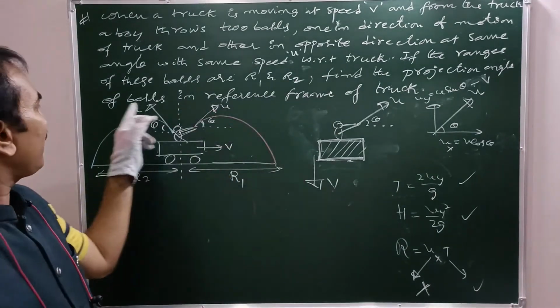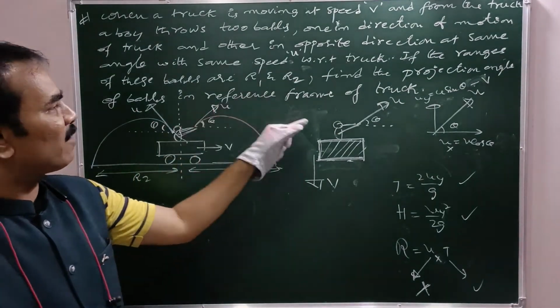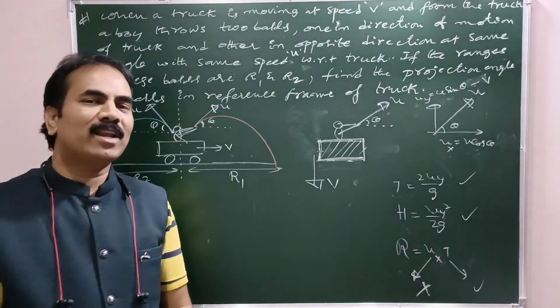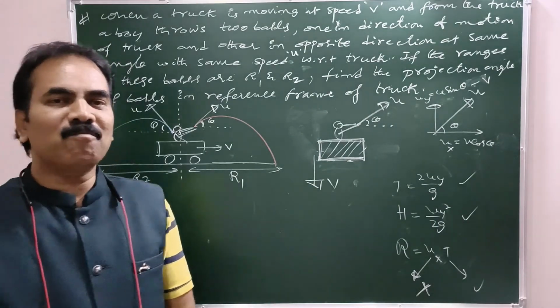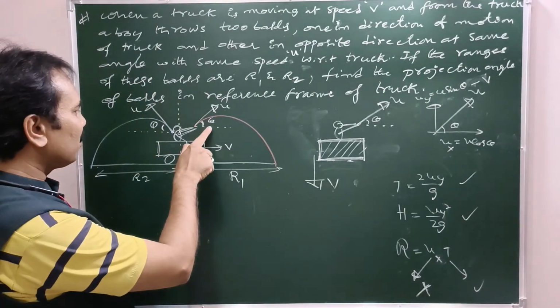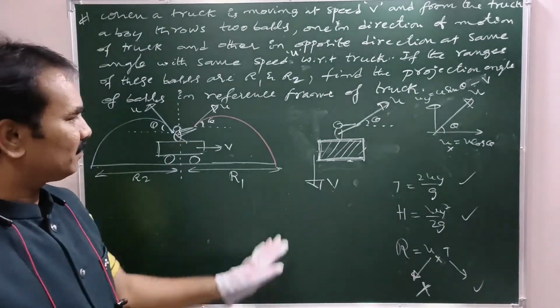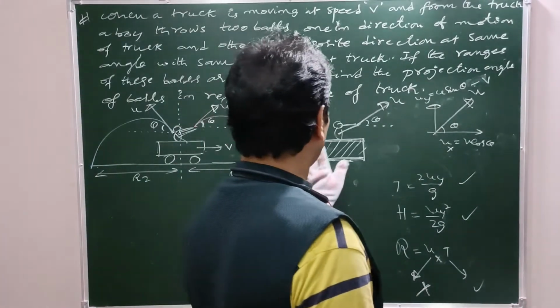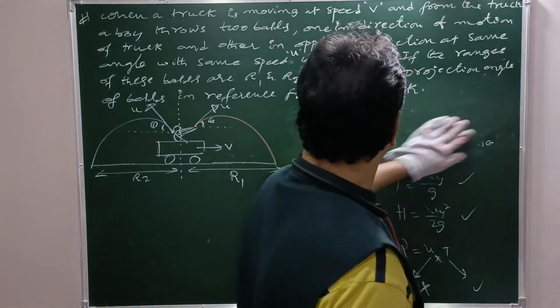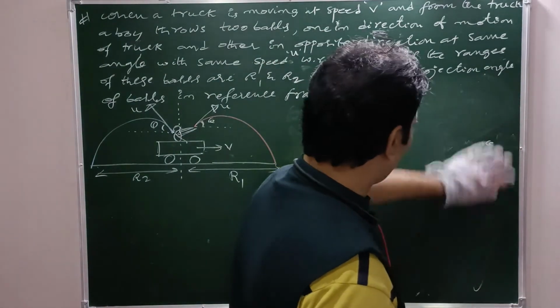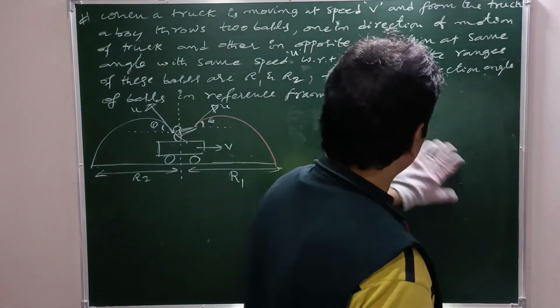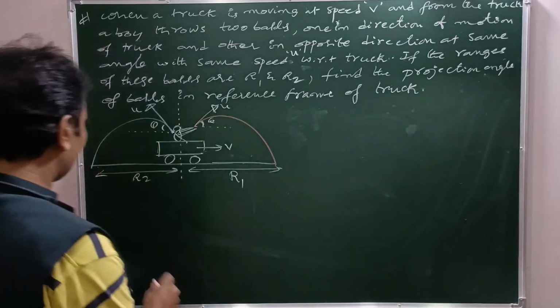Find the projection angle of the balls in the reference frame of the truck. So here we need to find the angle of projection of the balls. Here also theta, here also theta. So theta is unknown. Now try to resolve the velocity of projection into components.